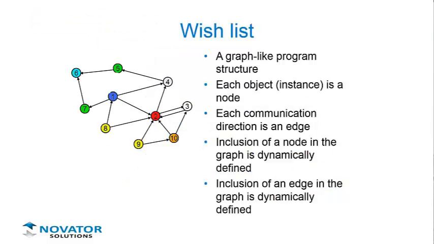Wish list. As a wish list, we would like to create a graph-like program. Each node in this graph represents some kind of unit. Each edge in this graph is a direction of communication. Inclusion of a node, inclusion of an edge in this graph must be done when we start the system, according to initialization information. And the only limitation here, what we can and allow to apply to our system, is that there are no two-directional edges. If we need two-directional communications, we do it with two different edges.